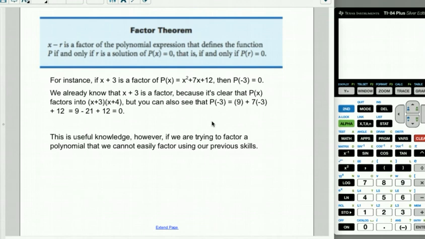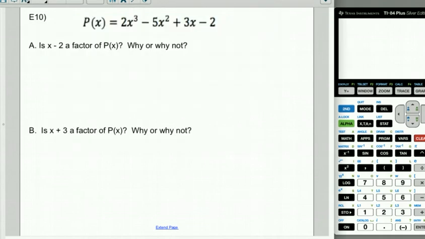But you can confirm that you're right by checking to see what p of negative 3 is. Sure enough, p of negative 3 is 9 minus 21 plus 12, which comes out to 0. So this is super useful information in case we're not necessarily factoring, but rather just trying to find the roots or trying to find ways to factor a polynomial that we can't factor easily. So let's go ahead and do an example.